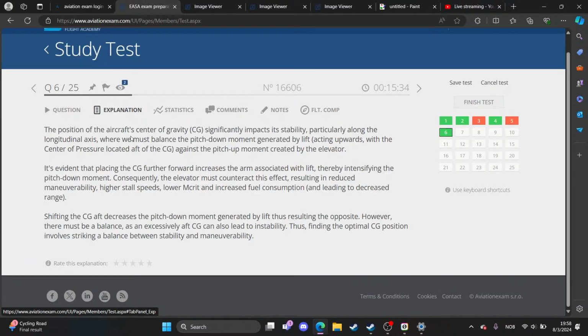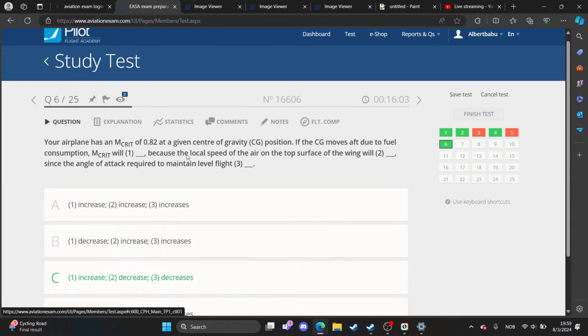Why is local speed of sound affected? As usual, the explanation doesn't give an explanation. Okay.